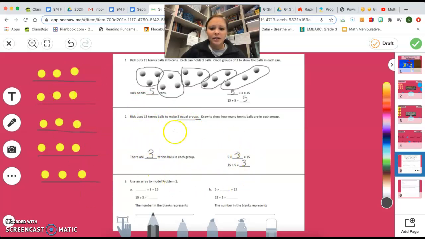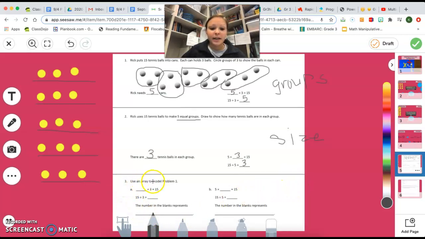So why are these answers 3 and these answers 5? The reason that they're different is because here we were solving for how many groups, and here we were solving for the size of each group. Same numbers, we were just solving for 2 different things.